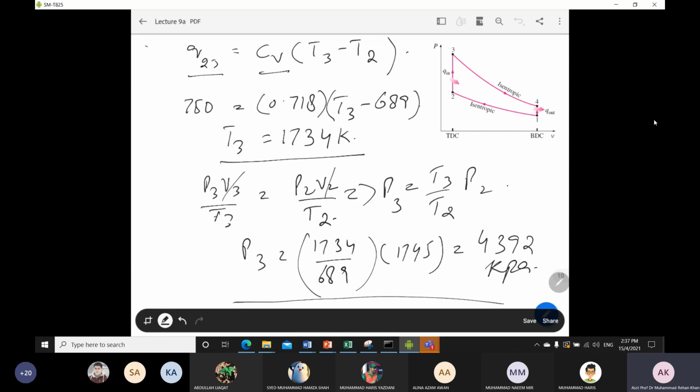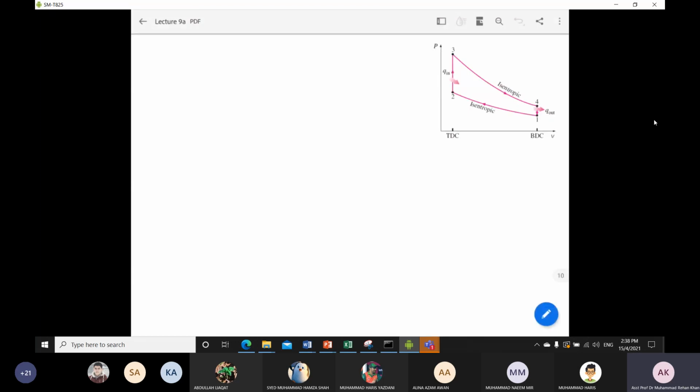Now we will see how to solve part B, which is to find the total work. You have to note that down, and I will move forward. Coming towards your part B, which is to find W net.